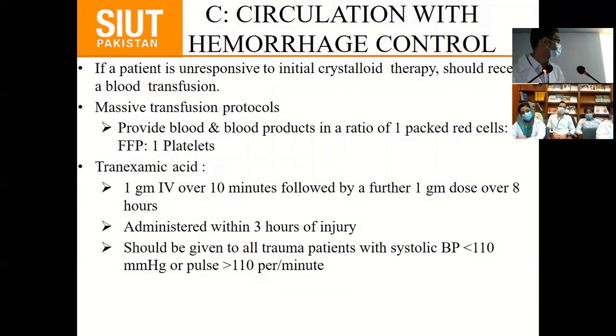If the patient is unresponsive to initial crystalloid therapy, we must give blood. For massive blood transfusion, we have a protocol of 1:1:1. It includes a ratio of 1 packed cell, 1 FFP, and 1 platelet. There is also a role of tranexamic acid in immediate trauma. We would give 1 gram IV over a period of 10 minutes, followed by a 1 gram dose after 8 hours. It must be given within 3 hours of initial injury and should be given to all patients with a systolic blood pressure less than 110 millimeters of mercury or pulse more than 110 per minute.